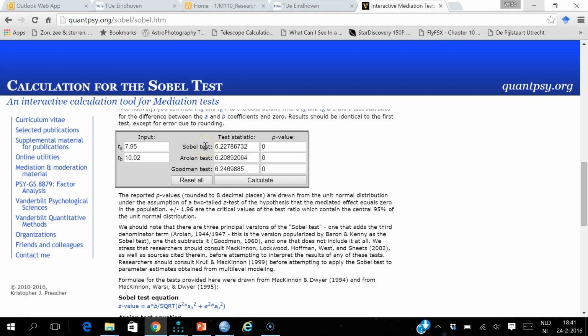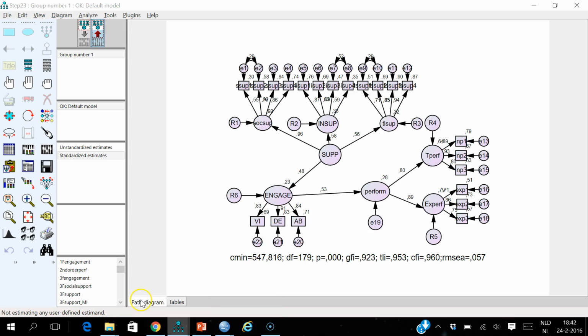And we see here the statistic of the Sobel test, and there are also other tests associated with the Sobel test, shows a p-value of 0 actually, and a high test statistic of 6.22. So actually you can see here we have a significant indirect effect or mediation effect from social support to work engagement, and in turn from work engagement to performance. Okay, this is one way of looking at mediation.